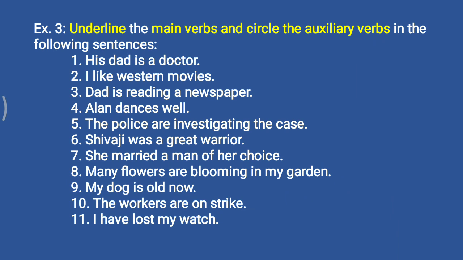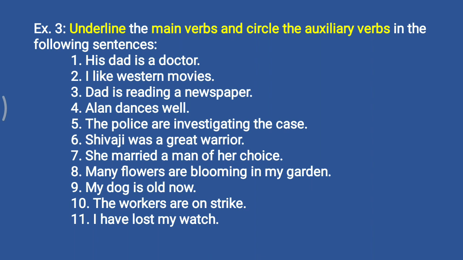Underline the main verbs and circle the auxiliary verbs in the following sentence. His dad is a doctor. Here, is the main verb. I like Western movies. In this sentence, like is the main verb because it shows an action. Dad is reading a newspaper. In this sentence, is an auxiliary verb and you have to encircle it, and reading is the main verb. Ellen dances very well. Here dances is the main verb and you have to underline it.